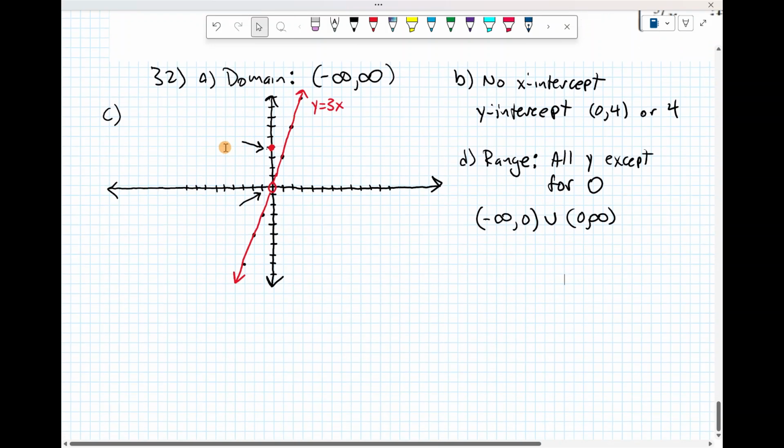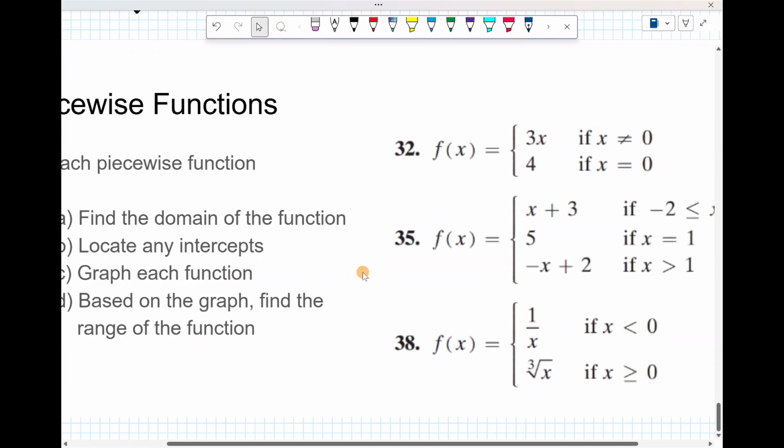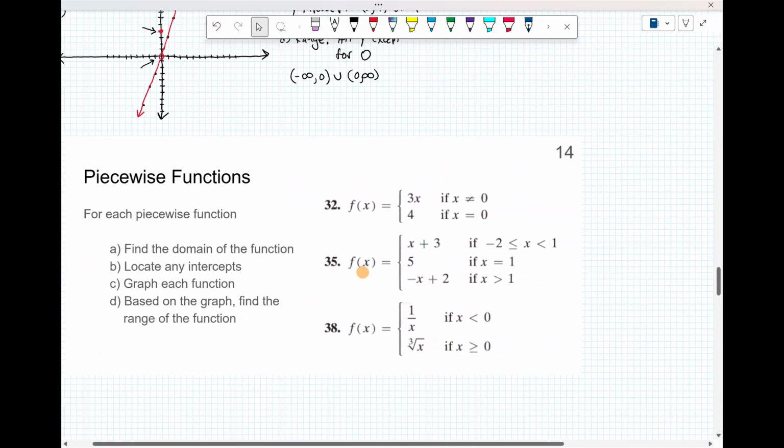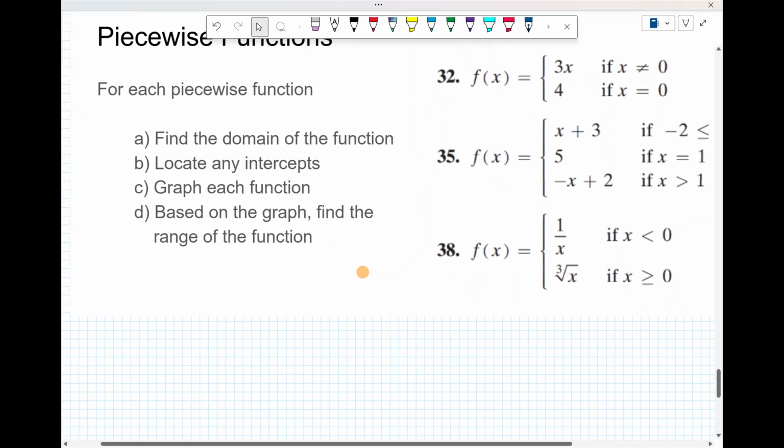All right, let's do another example. I'm going to just copy and paste this. And in fact, maybe I'll just go off to the side. No, I think it's fine. All right.